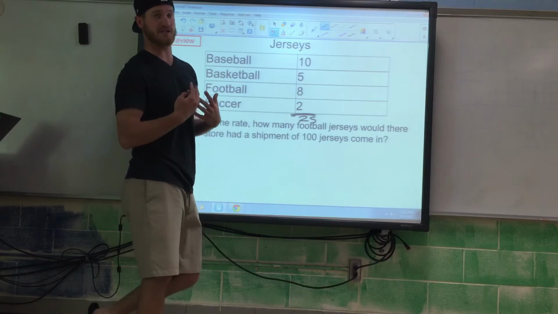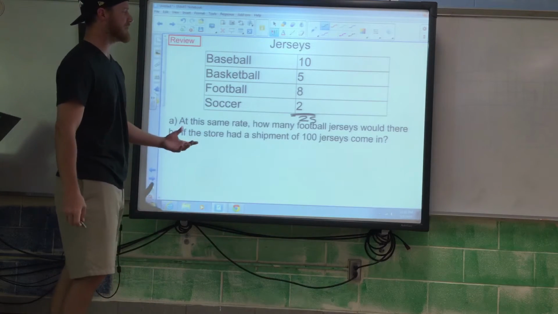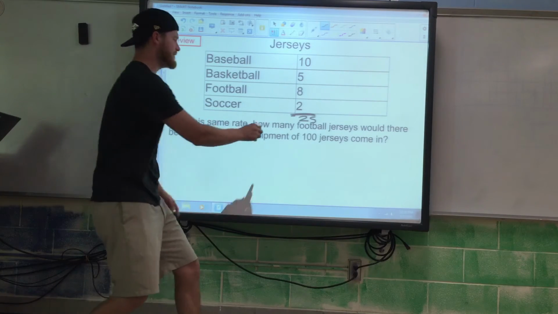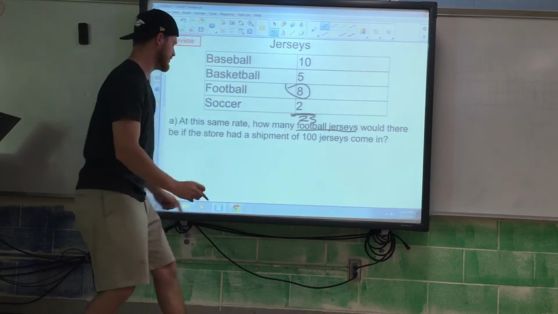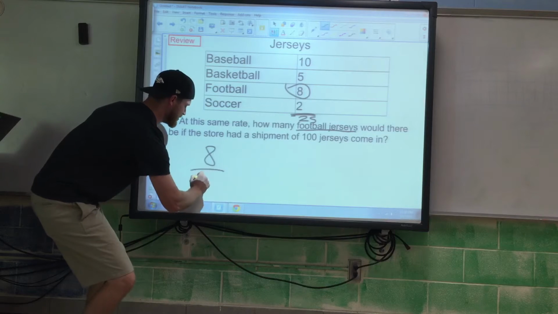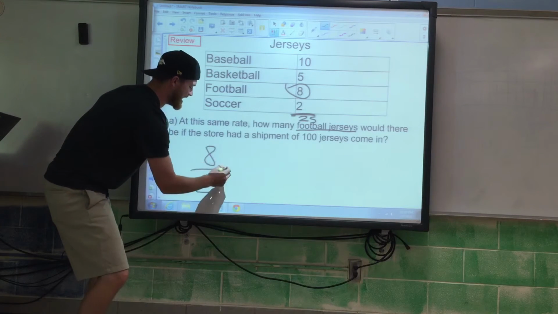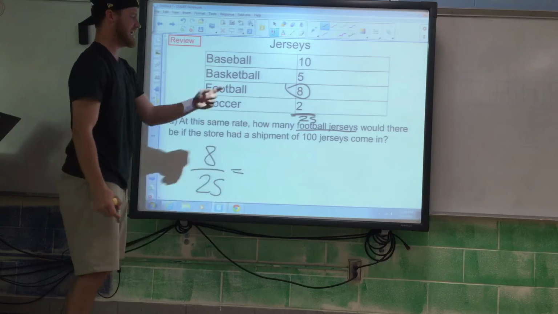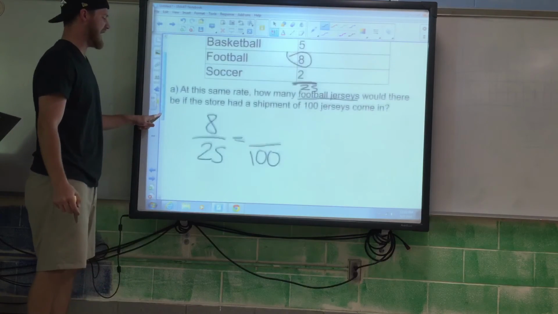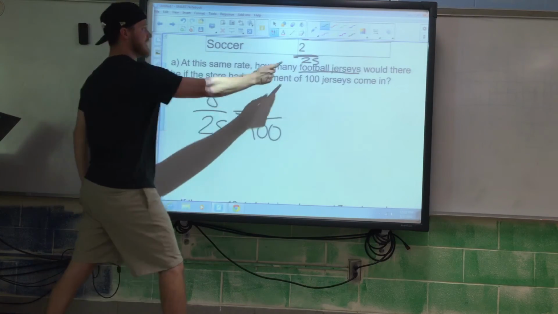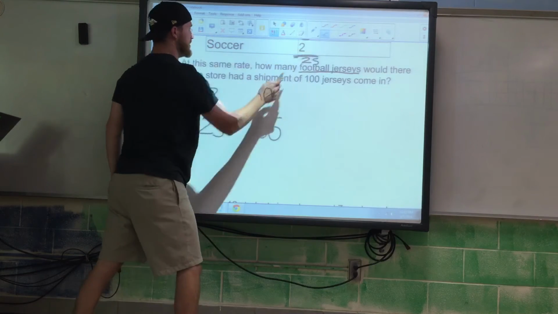It says at the same rate, how many football jerseys would there be if the store had 100 jerseys come in? Well, right now we have to find football jerseys. We have 8 out of the total 25. Out of the total 25 jerseys, 8 are football. Now if 100 come in and it's the same rate, we have to figure out how many would be football. Again, find this middle section.